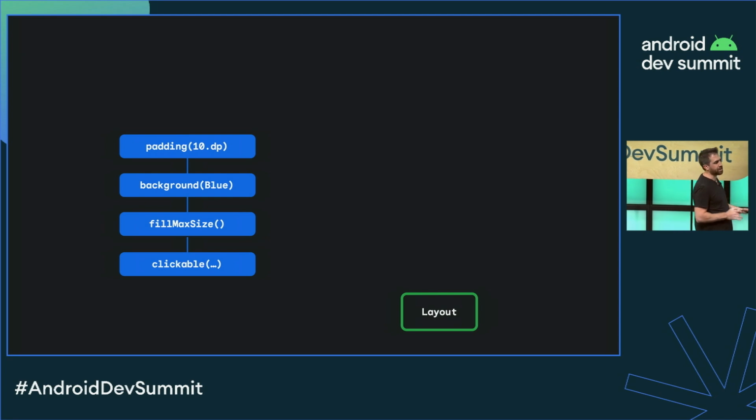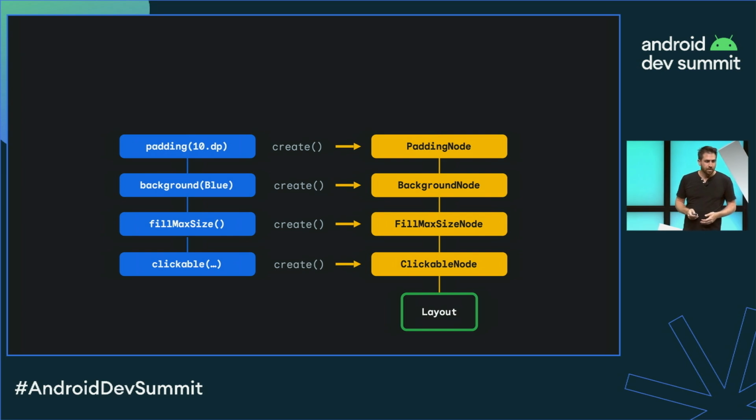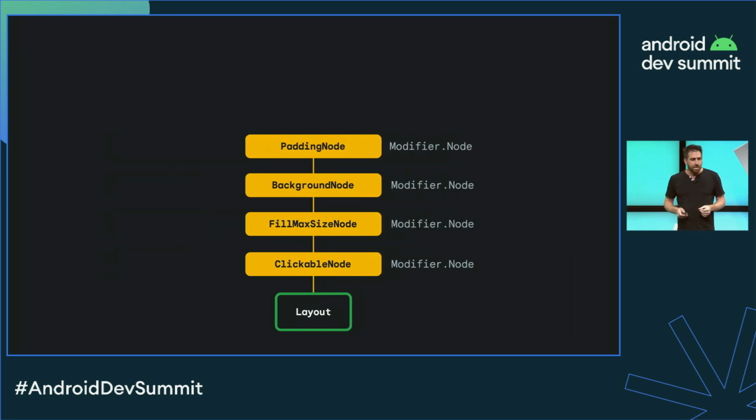At this point, each modifier element then gets a create function called on it, which then allocates a Modifier.Node instance. These node instances are directly part of the hierarchy. And they have the same lifecycle as the layout that they're applied to. And as a result, these objects are ideal owners of state for the modifiers that need it, like clickable.